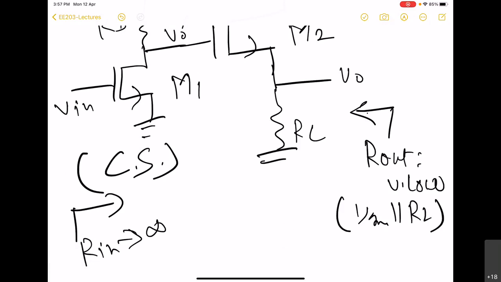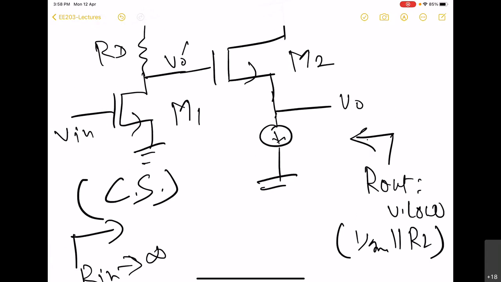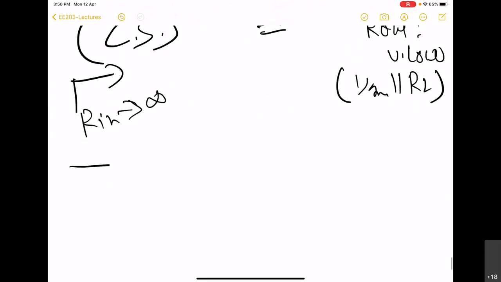So we can substitute a current source here if we want to keep the impedance low in this way. So in this case, you can say Rout is going to be 1 by gm, because this current source will offer infinite input impedance. So this is how we can implement the third one.